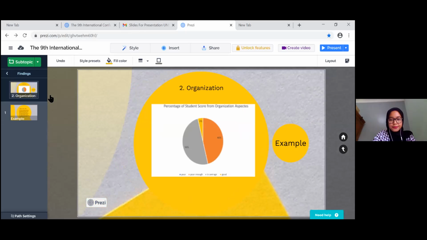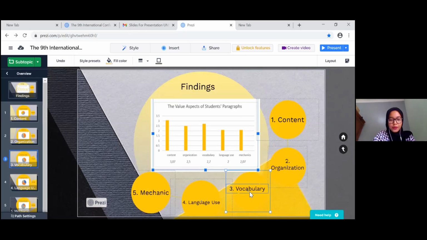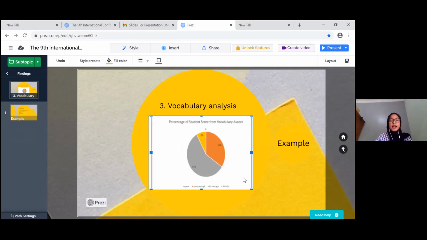And then for the vocabulary, there are 57% of students who have average vocabulary aspect, and there are 34% of students who have fairly poor vocabulary aspect, and there are only 8% who have good to excellent vocabulary aspect.